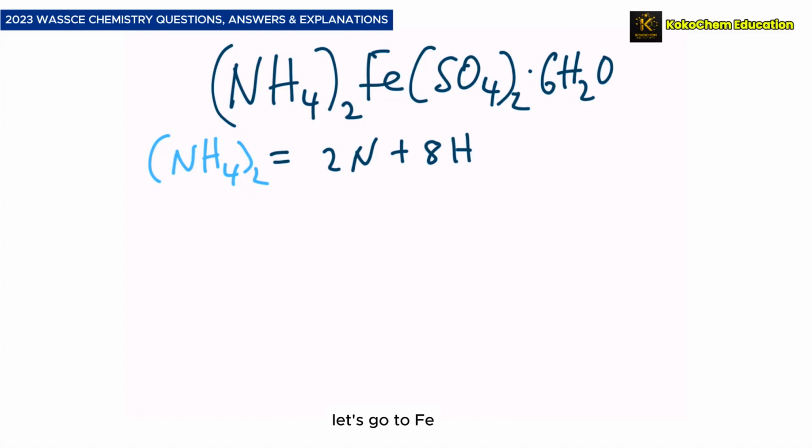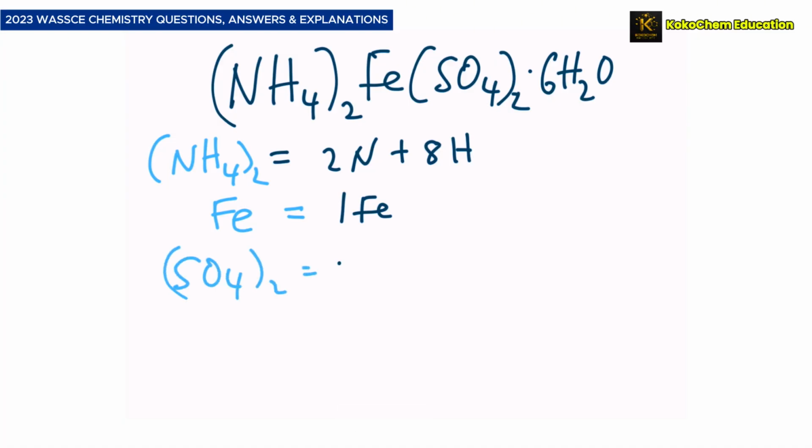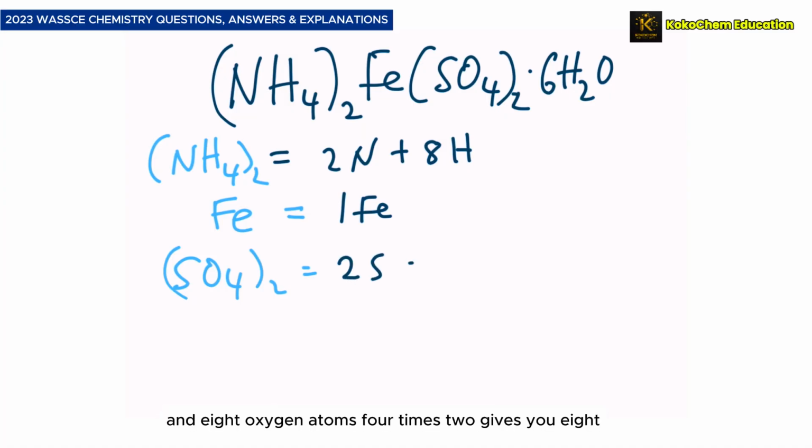Let's go to Fe. We have 1 atom of iron. For (SO4)2, we have 2 sulfur atoms and 8 oxygen atoms. 4 times 2 gives you 8.